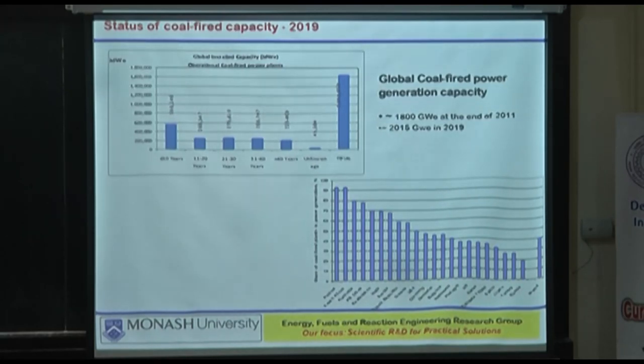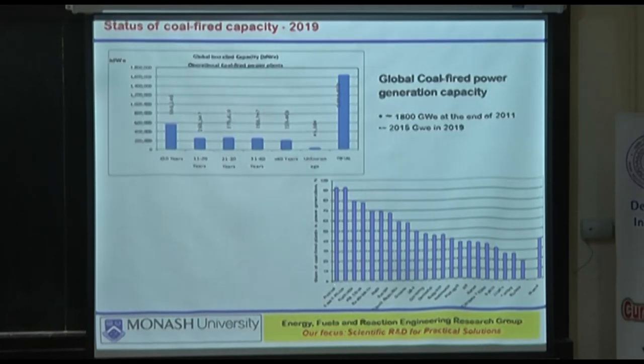So this is another way of looking at the capacity and the coal's role in power generation in different countries. So in the x-axis, we have different countries starting from Poland, South Africa, Australia, where I come from, here, China, Kazakhstan, India here, and this is the world.